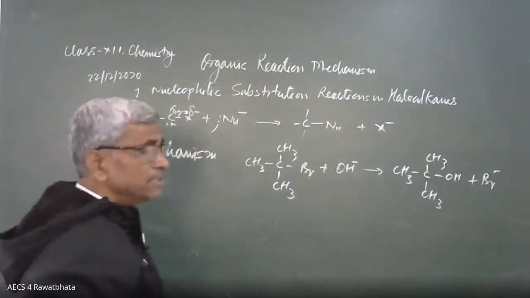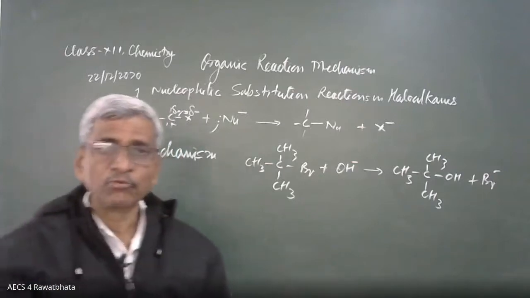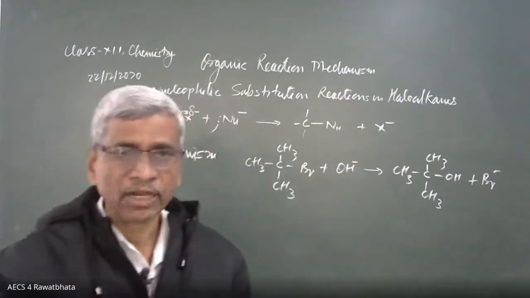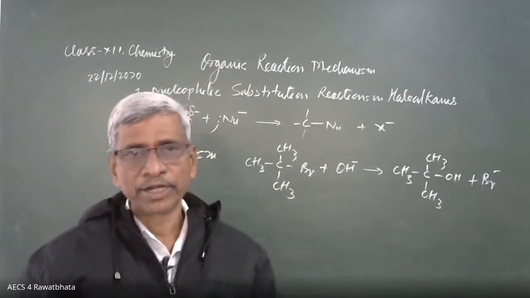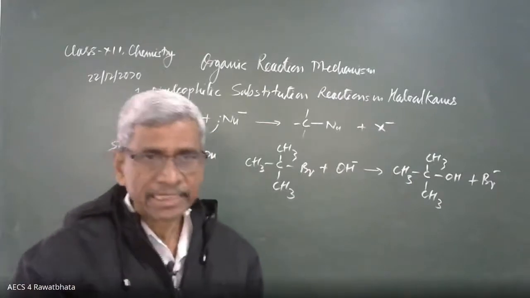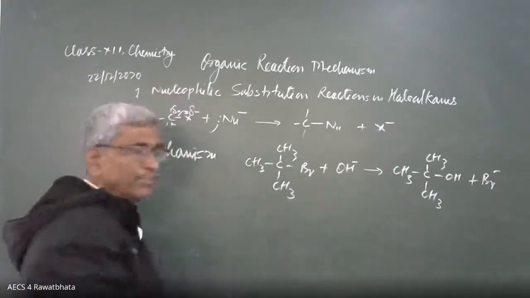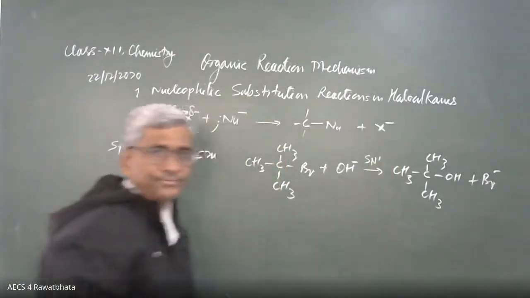This reaction proceeds through an intermediate. This intermediate is a carbocation. And in the formation of the carbocation, at a time, only one reactant, that is haloalkane, is involved, and it forms a stable carbocation. 3 degree carbocation is more stable. That's why it follows the SN1 mechanism.